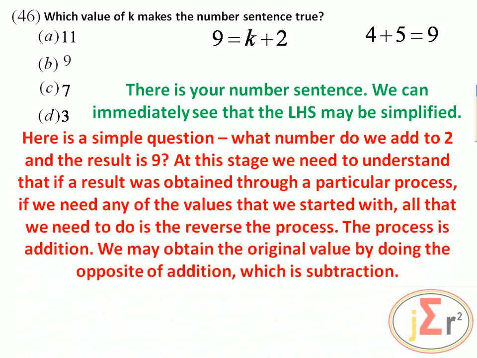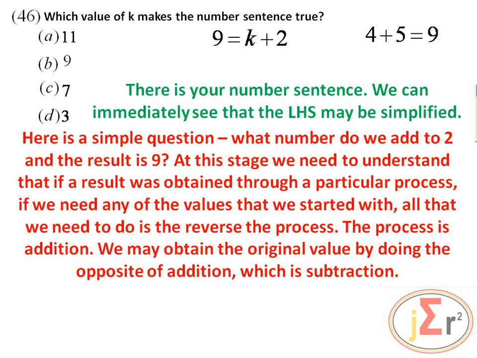Here is a simple question. What number do we add to 2 and the result is 9? At this stage, we need to understand that if a result was obtained through a particular process, if we need any of the values that we started with, all that we need to do is reverse the process. The process is addition. We may obtain the original value by doing the opposite of addition, which is subtraction.